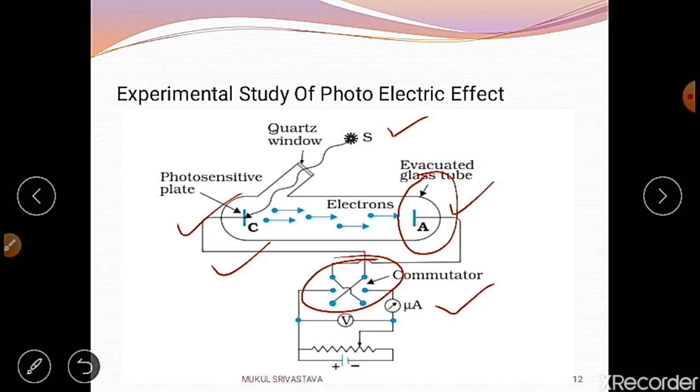The emission of electrons causes a flow of electric current in the circuit. This I already explained to you. Now the potential difference between the emitter and collector plate is measured by the voltmeter, which is given here. The photoelectric current can be increased or decreased by varying the potential of collector plate A with respect to the emitter plate C. This is the most important point: the photoelectric current can be increased or decreased by varying the potential of the collector plate A with respect to the emitter plate C.